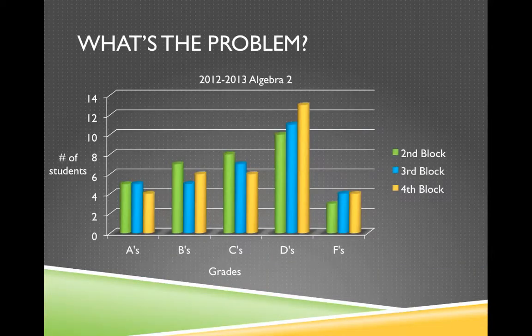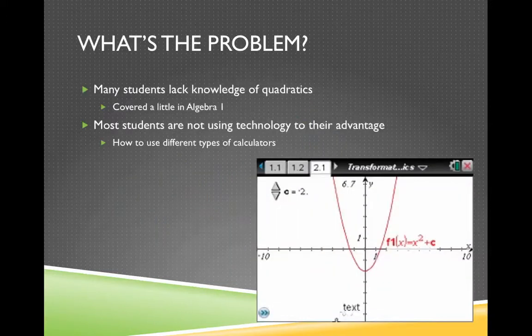First off, the problem with my Algebra 2 class is that the grades are not where I want them to be. These are my grades from last year for my quadratics test. Obviously, most of the grades were D's, sprinkled in with some A's and F's, and an average of C's. I'd like to see more B's and C's rather than D's, so my focus this year is to improve those scores.